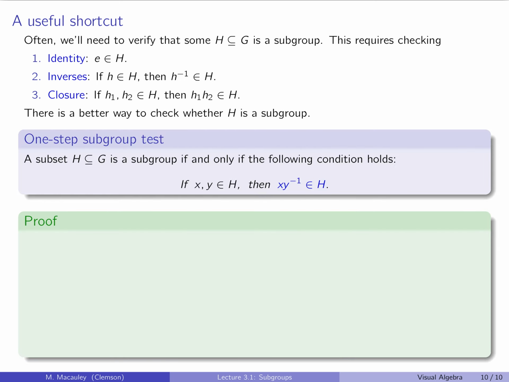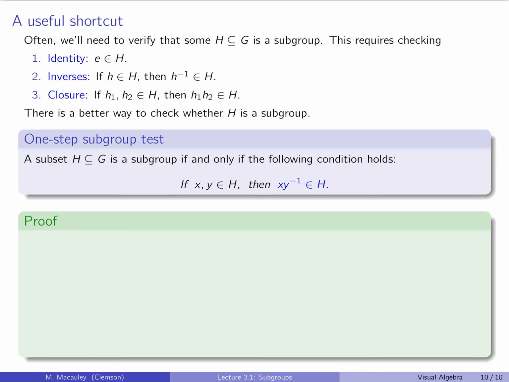However, there is a shorter way to do this. And this is called the one-step subgroup test, in comparison to the 3-step subgroup test. It says a subset H of G is a subgroup if and only if the following single condition holds: for any 2 elements x and y in H, x y inverse is in H.